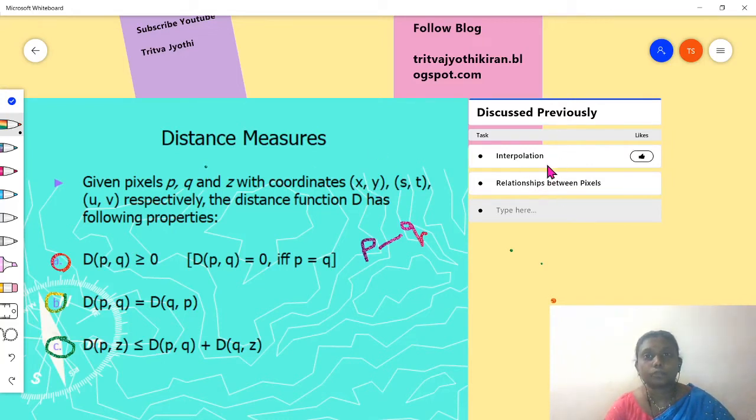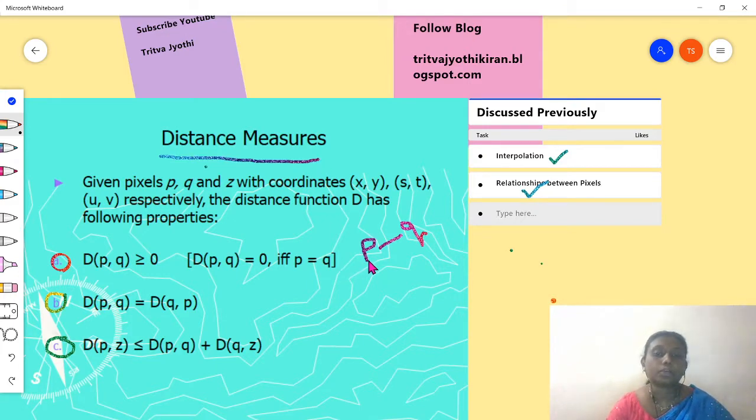In the previous board, we discussed interpolation and the relationship between the pixels. And in this board, we are discussing distance measures. It means suppose we have two pixels, P and Q, in an image. Then how are we measuring the distance between P and Q?